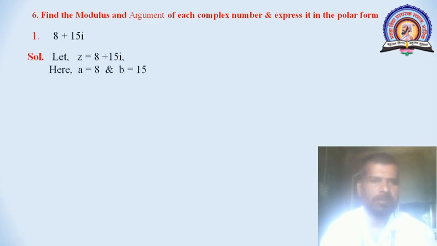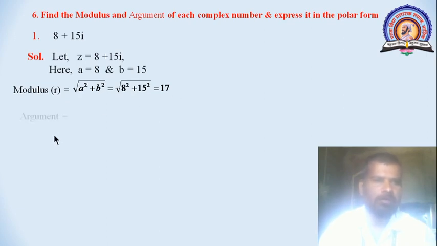The first example is 8 plus 15i. So let z is equal to 8 plus 15i. On comparing with z is equal to a plus ib, we have a is equal to 8 and b is equal to 15. Now modulus of z is r is equal to under root of a square plus b square. This is the standard formula. Put the values of a and b here, we will get r is equal to 17.